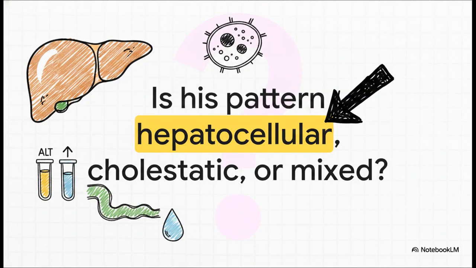So, applying this math back to our asymptomatic 54-year-old man with an ALT of 88 and an alk-phos of 140, his R value lands well above 5. We are definitively dealing with a hepatocellular pattern.